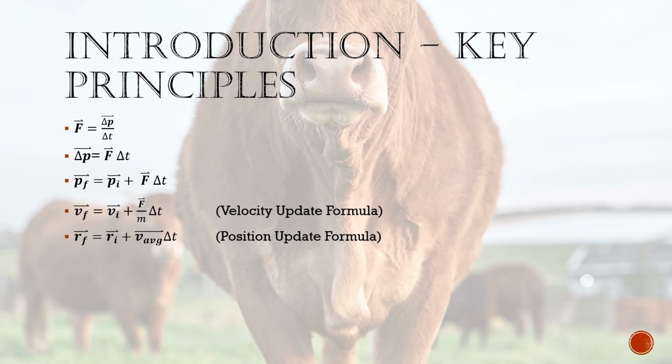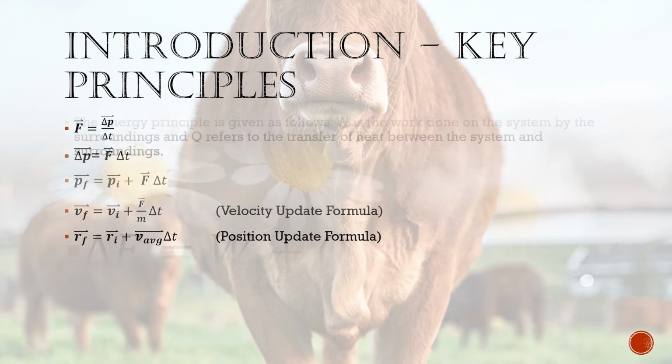Newton's second law can then be used to derive the velocity update formula, where the final velocity vector is given by the initial velocity vector plus the acceleration multiplied by a discrete time step delta t. We also have the position update formula, which will be used extensively in our computational model. The position update formula shows that the final position vector is given by the initial position vector plus the average velocity vector multiplied by the time step delta t.